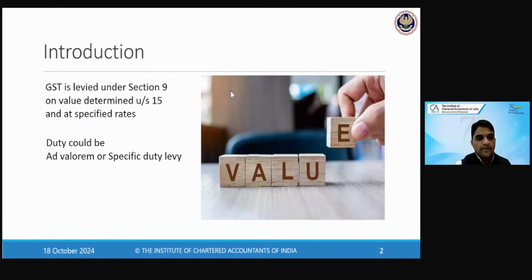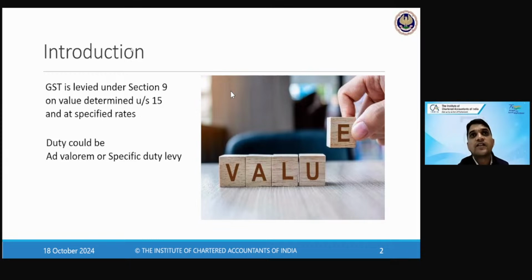Okay. So we know the levy comes from section 9, and GST is levied under section 9 on a value as may be determined. That value is coming from section 15 and the specified rules and at the specified rates. So section 15 is on valuation, section 9 is on the levy of GST on a transaction of supply, and it shall be paid on the value as may be determined. That value is determined under section 15. So the levy provision has linkage to all other sections. Once the levy is triggered, then we have to come to section 15 for valuation.